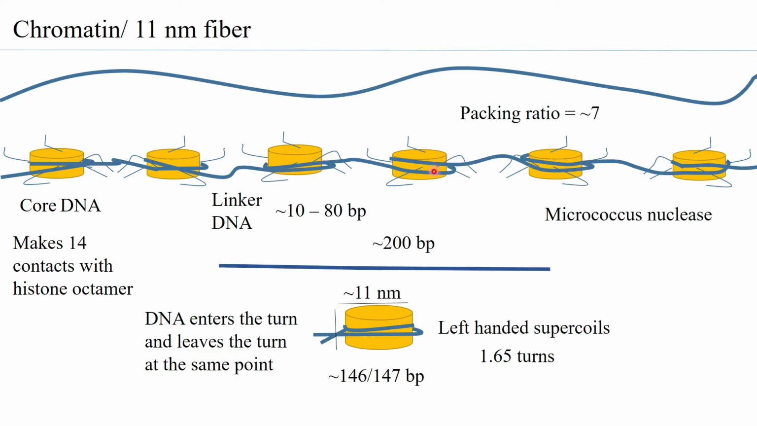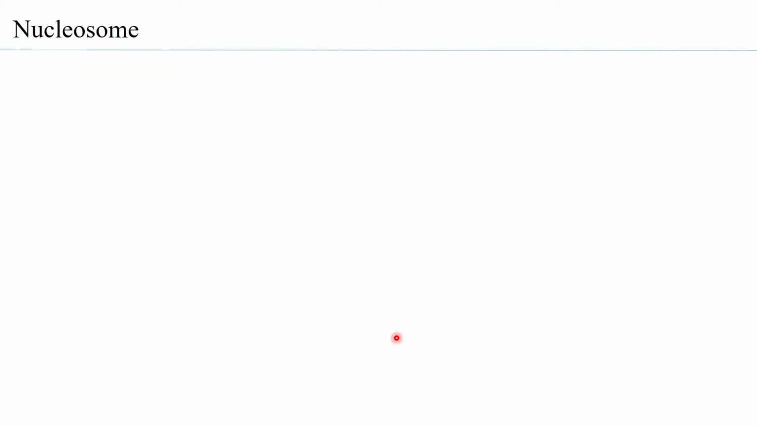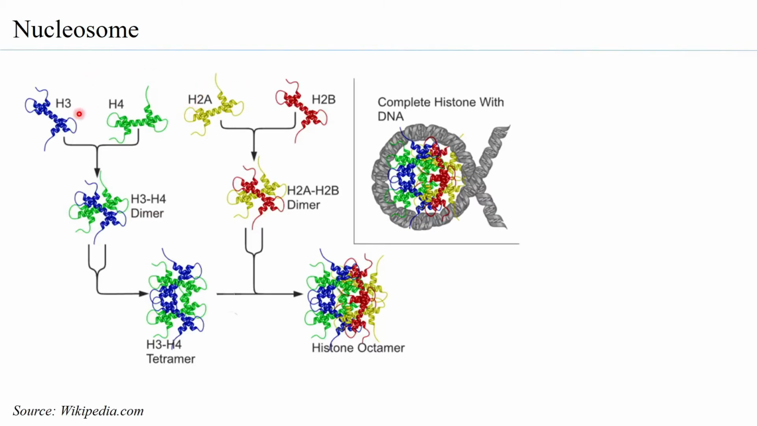Okay, so therefore it was found that that ratio is coming to about 7, and this is what the first level of condensation is. Now let us look at a little more on the nucleosome itself. So the nucleosome is made up of 4 basic proteins called the histones, and it is H2A, H2B, H3 and H4 that come together to finally form the nucleosome. But it is 4 proteins, but it is an octamer.